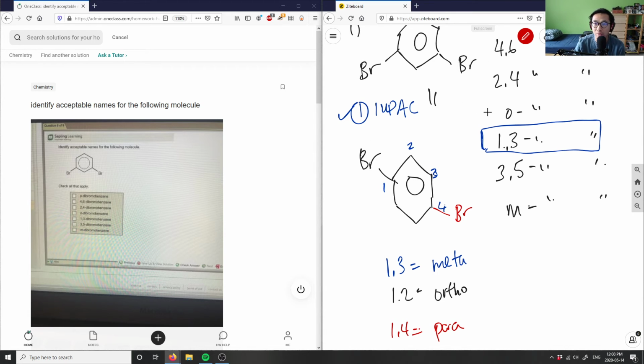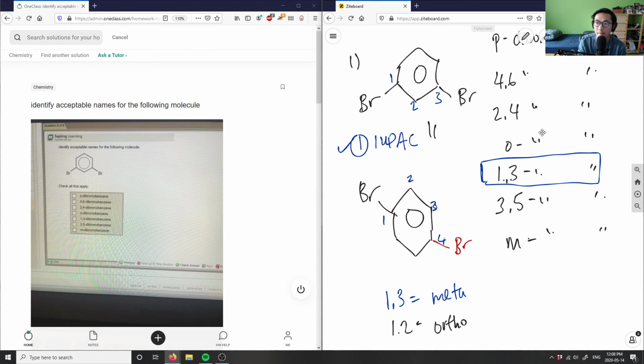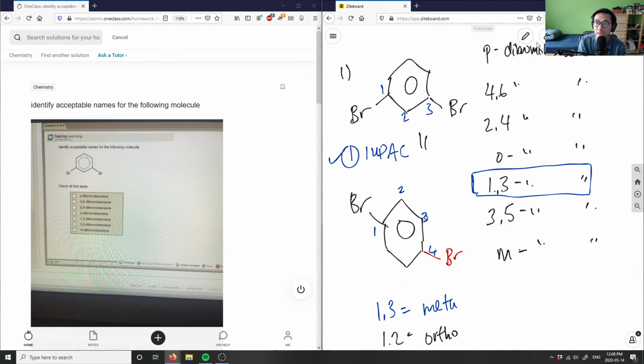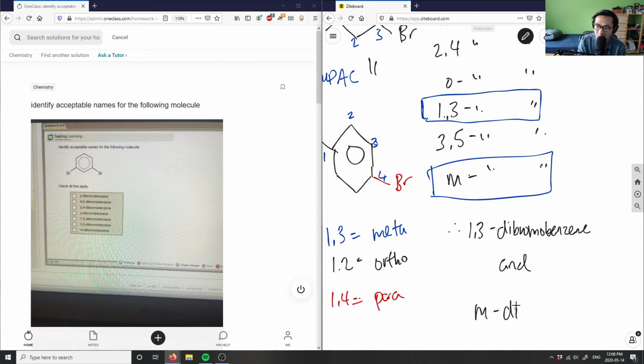And in this case, we have a 1, 3 situation going on here. So 1, 3 would be a meta dibromobenzene. Remember, here's 1, 2, and 3, and 1, 3 are the bromines. So I can say this is 1, 3, meta, or I can say it's meta dibromobenzene, which means this solution is also correct. So the acceptable names, which I'll write out, are 1, 3 dibromobenzene and M dibromobenzene for this molecule here.